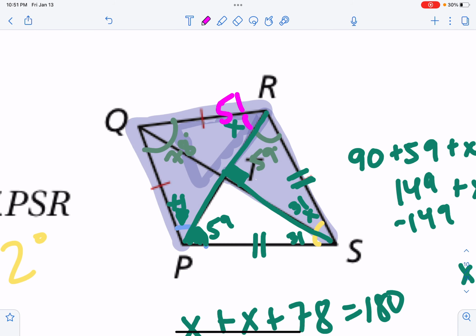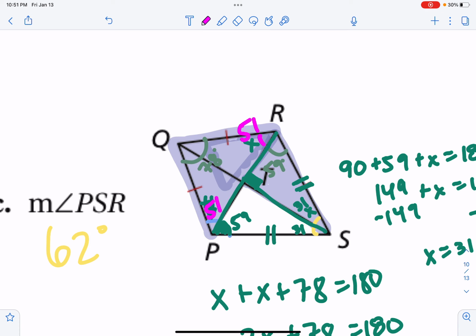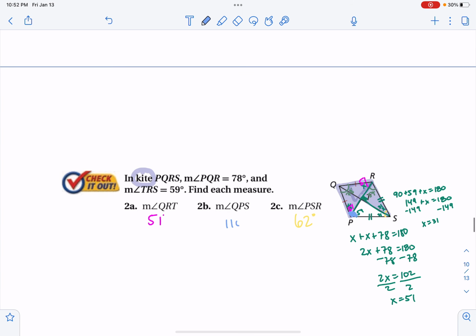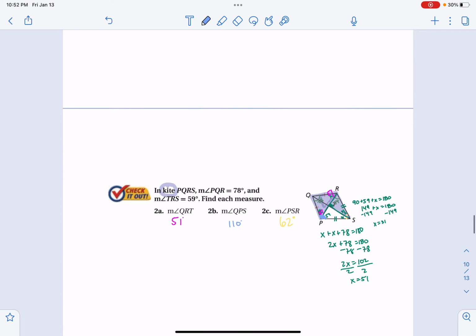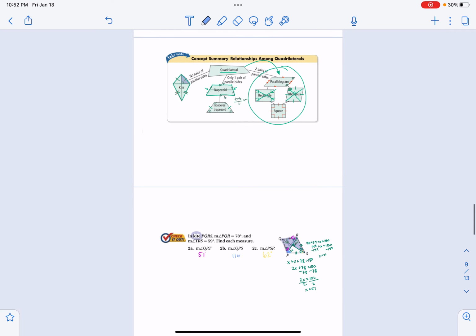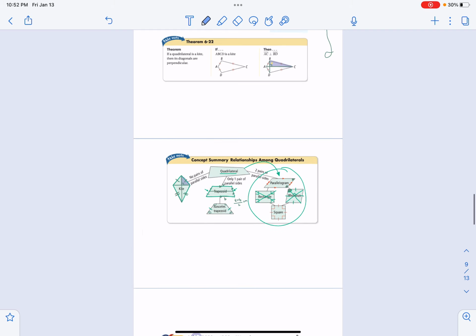And so that means this piece over here is also 51. And I can finally get my blue answer, which was the 51 and the 59 together, which is 110. So that's what some of the actual math problems will look like. We will look at this more later, but wanted to get you guys a jump start.